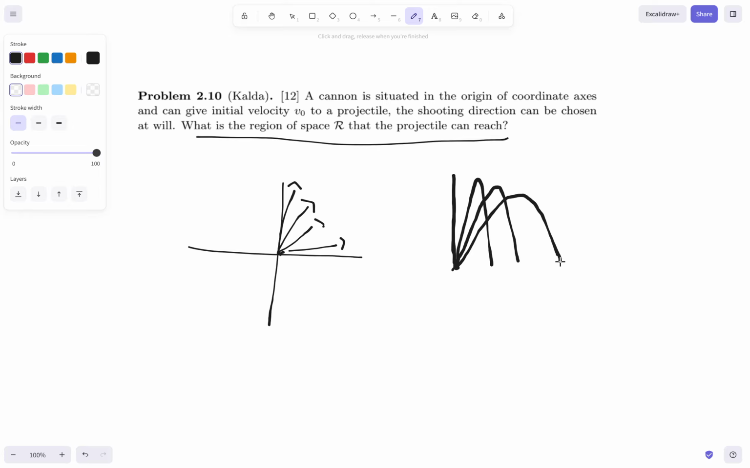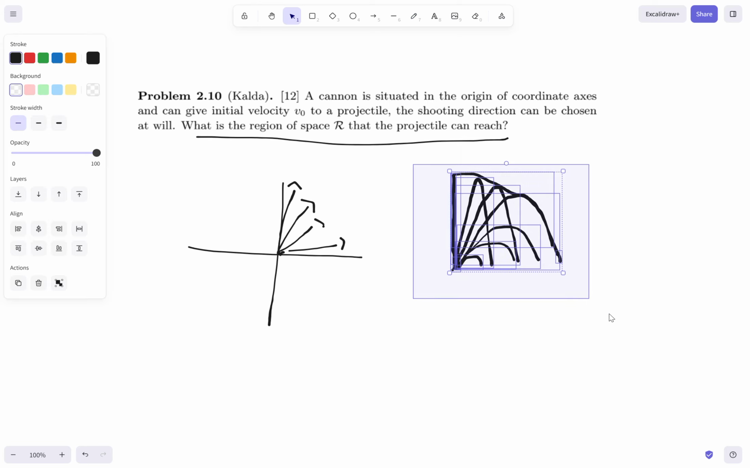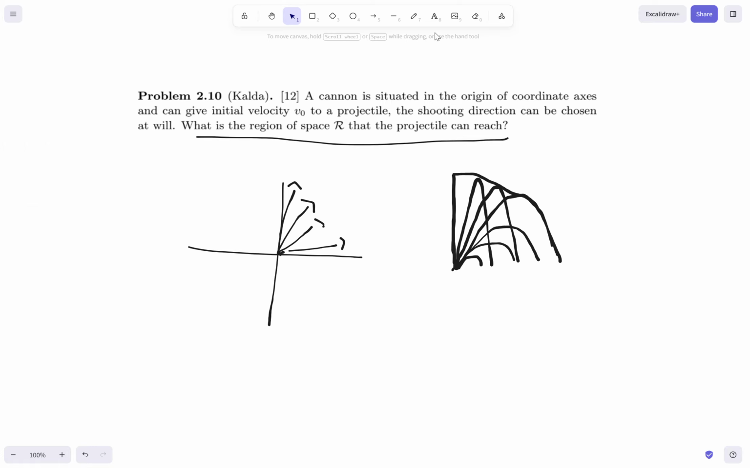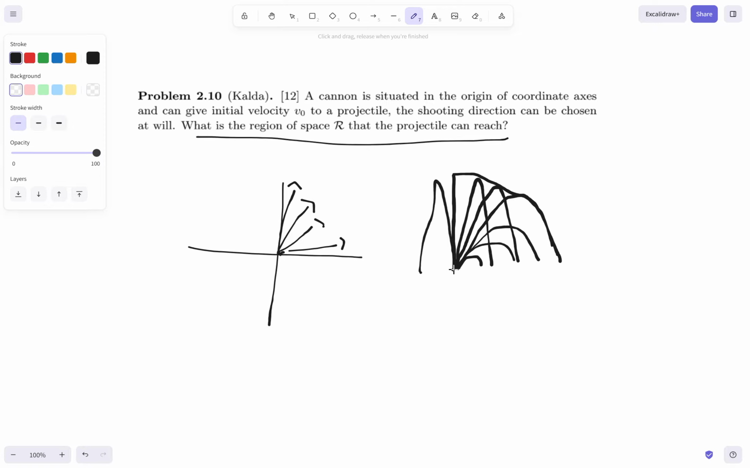That's going to be our maximum angle, because the range is maximized at 45 degrees, and we're going to have all of these little projectiles too. And it's going to be the same thing for the other side. I'll mirror this. What shape does it remind you of? It's just a circle. It's literally a semicircle.